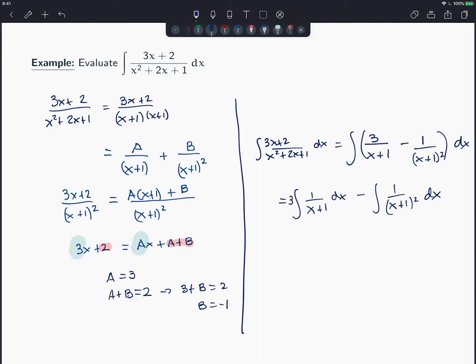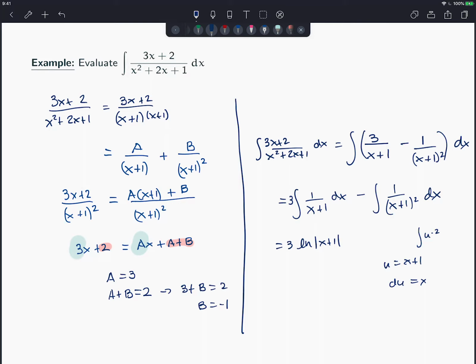For the first one, it's just 1 over u du, if I do a little mini substitution. So this means that this is 3 natural log of the absolute value of x plus 1. And for the second one, I have to do a little bit more than that. I do a little u substitution again, because in this case u would be x plus 1, and the du is dx. But I have u to the negative 2 when I'm integrating, and the integral would be u to the negative 1 divided by negative 1, because you add 1 to the exponent.